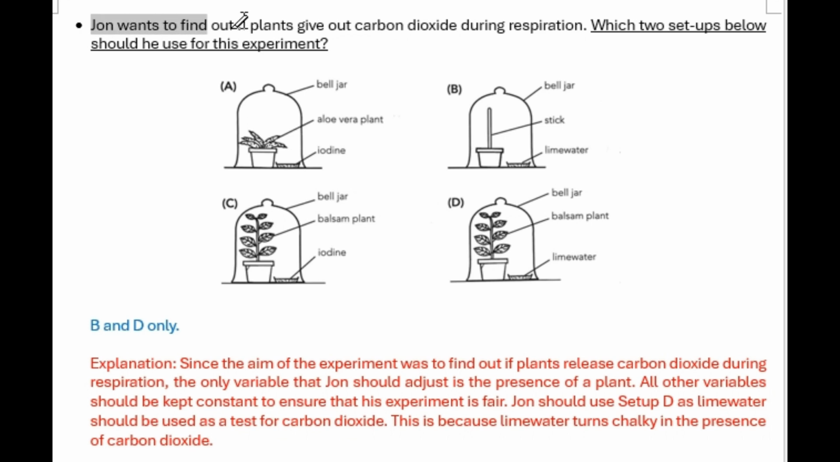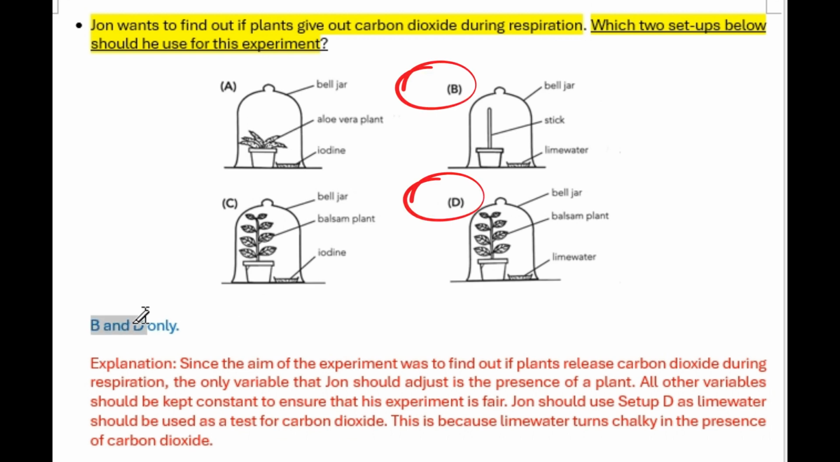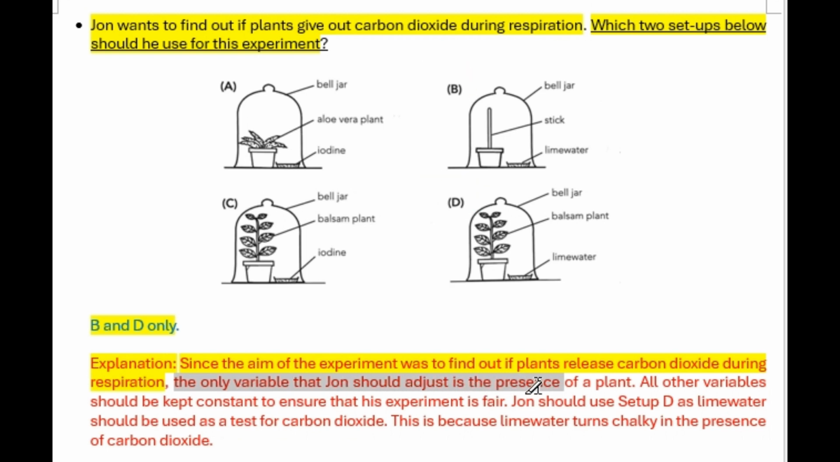John wants to find out if plants give out carbon dioxide during respiration. Which two setups below should he use for this experiment? B and D only. Explanation: since the aim of the experiment was to find out if plants release carbon dioxide during respiration, the only variable that John should adjust is the presence of a plant. All other variables should be kept constant to ensure that his experiment is fair.